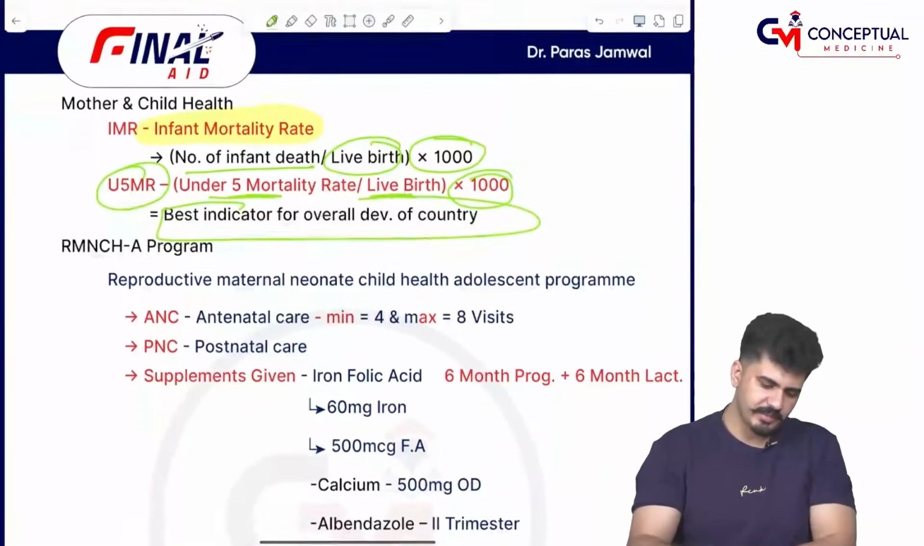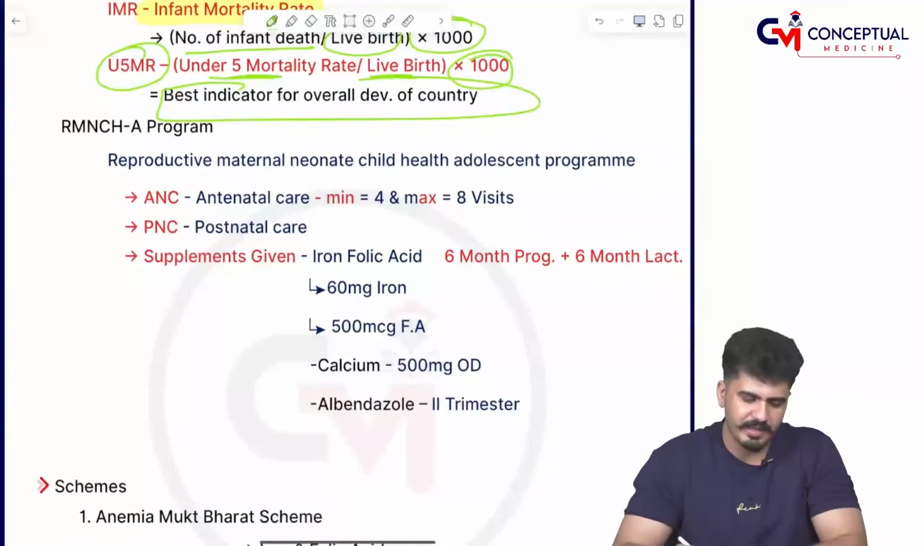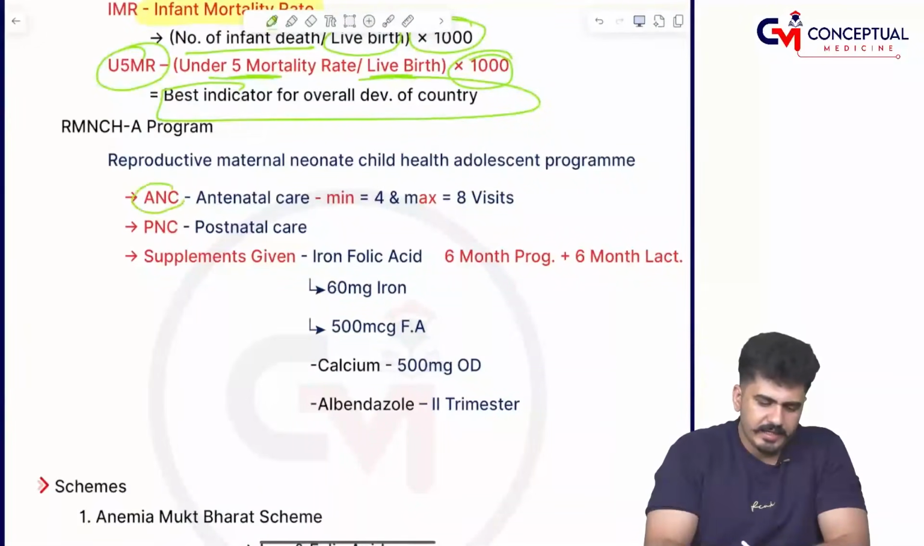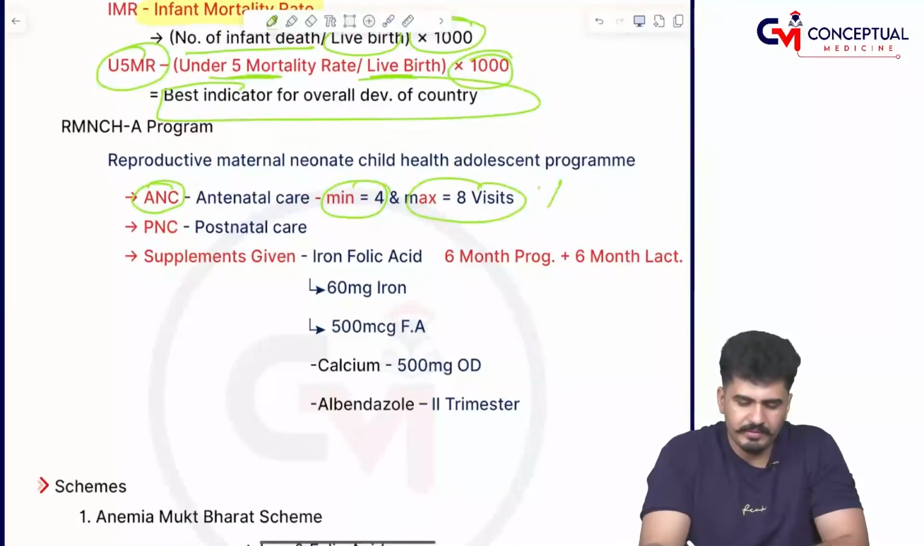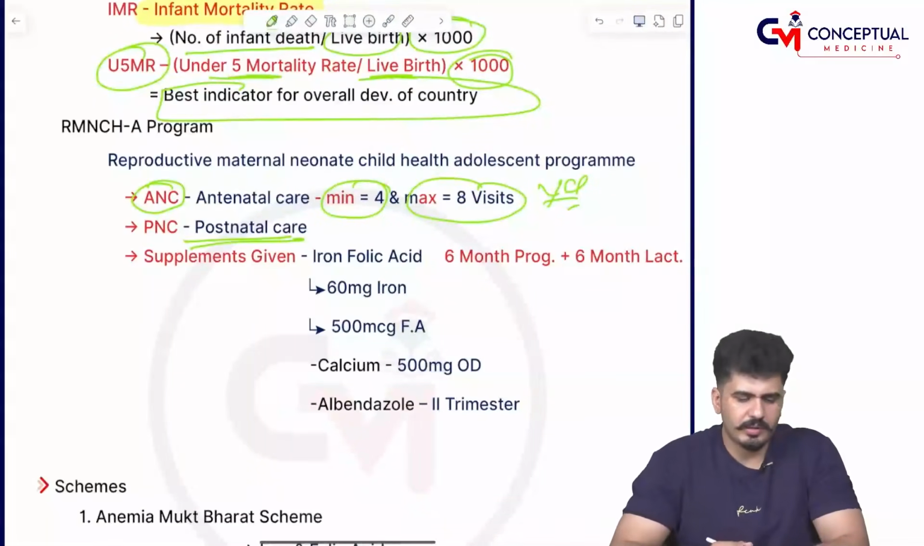Now the RMNCHA program, where reproductive, maternal, neonatal, child health care is taken care of. In this, antenatal care, the minimum visits are 4 and maximum are 8. This is again a previous year question of the exam. Postnatal care is also coming in this, where different types of medications and support are given to a female.